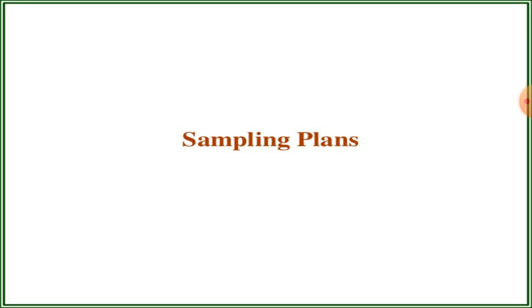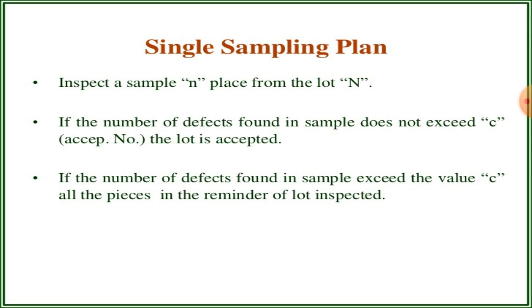Now, the sampling plans. First is the single sampling plan. In the single sampling plan, inspect a sample, that is n, drawn from the lot, capital N. If the number of defects found in the sample does not exceed C, the lot is accepted. If the number of defects found in the sample exceeds the value C, all the pieces in the remainder of the lot are inspected.